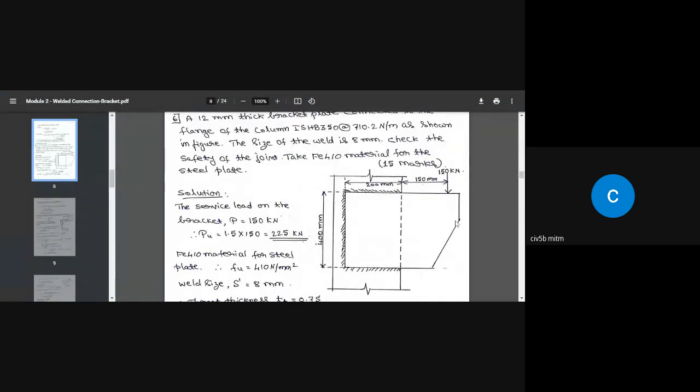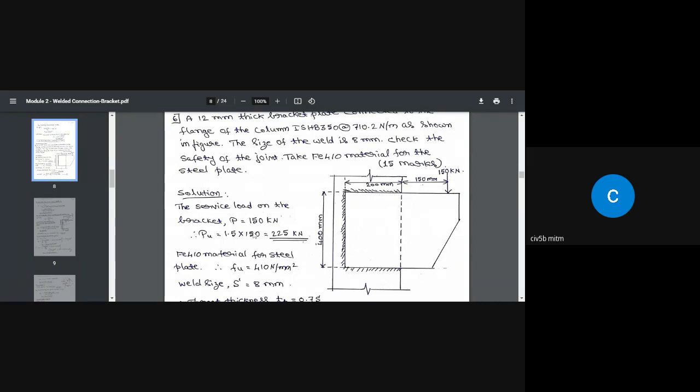Look here. This is the bracket plate and this is the I section column. This is the flange of the column, and this bracket plate is connected to the flange using an 8 mm size weld. The load of 150 kilonewton is acting at a distance of 150 mm from the face of the column. So these are the details given.